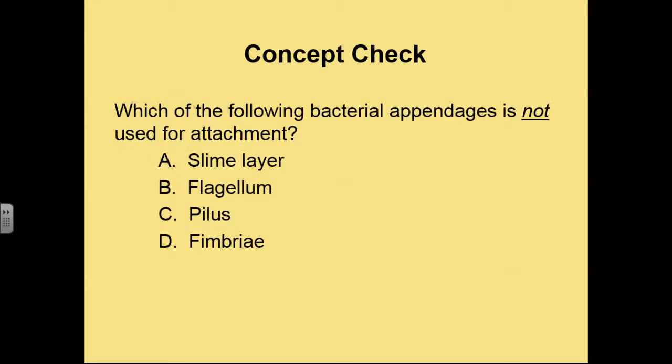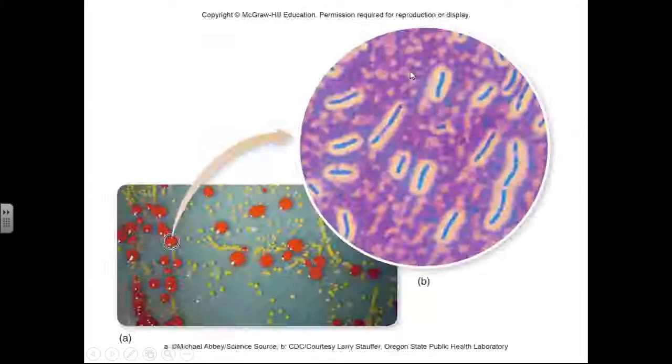So, concept check. Which of the following appendages is not used for attachment? Is it the slime layer, the flagellum, the pilus, or the fimbriae? So, pause and rewind the video or flip back in your PowerPoint slides and get me the answer. All right, the answer is B, flagellum.